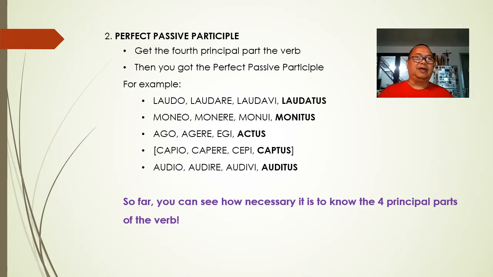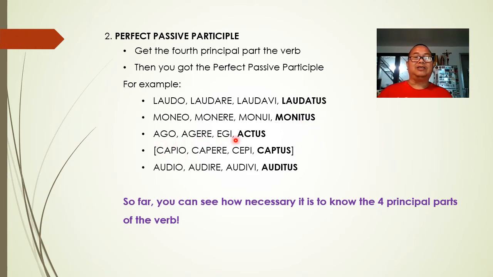Okay, we now proceed to the perfect passive participle. Ano ang mga steps kani? Yun ang pinakasimpleng step. Number one is just look at the fourth principal part of the verb and you have the perfect passive participle of the verb. For example, laudo, laudare, laudavi, laudatus. Ang fourth principal part is laudatus. Yun na yan ang perfect passive participle. Moneo, monere, monui, monitus. Iyon na yan, monitus na yan ang perfect passive participle.